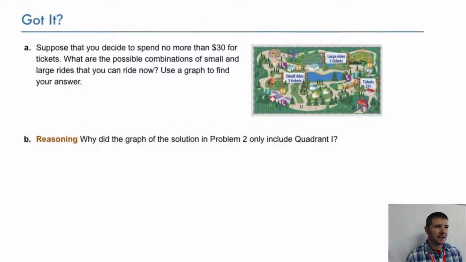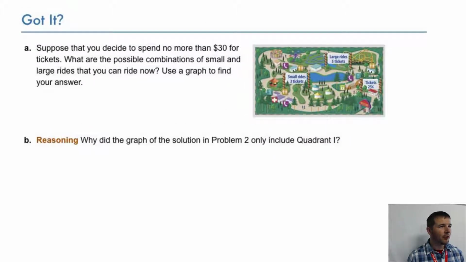Your turn, part A. Suppose that you decide to spend no more than $30 for tickets. What are the possible combinations of small and large rides that you can ride now? Use a graph to find your answer. And part B, a reasoning item. Why did the graph of the solution in problem 2 only include quadrant 1?